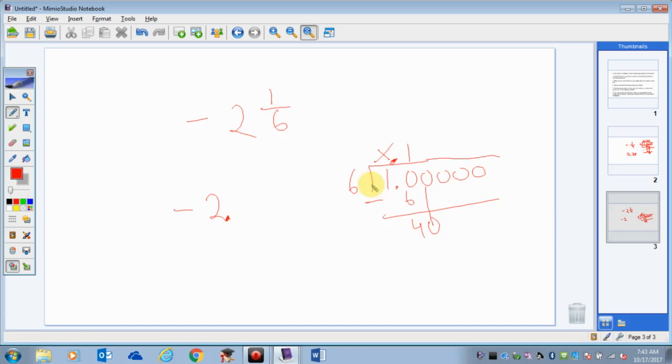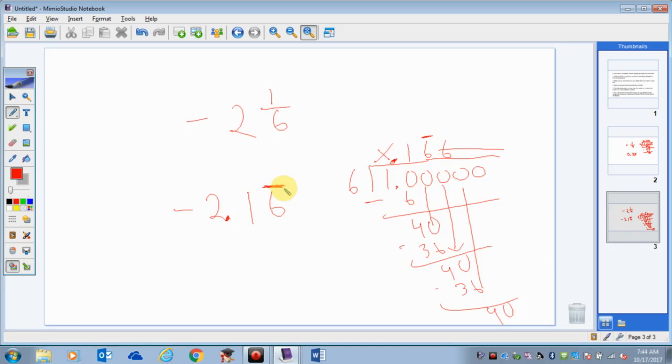Bring down a 0. 6 will go into 40 6 times. 6 times 6 is 36. Subtract, I get a 4. Bring down a 0. 6 will go into 40 6 times. 6 times 6 is 36. I get a 4. Bring down a 0. And I can see that the 6 is going to repeat. So again, the only thing that's going to repeat here is the 6. So I can mark out everything to the right of it, and I have 0.16 with a bar over the 6 that goes back with my answer.